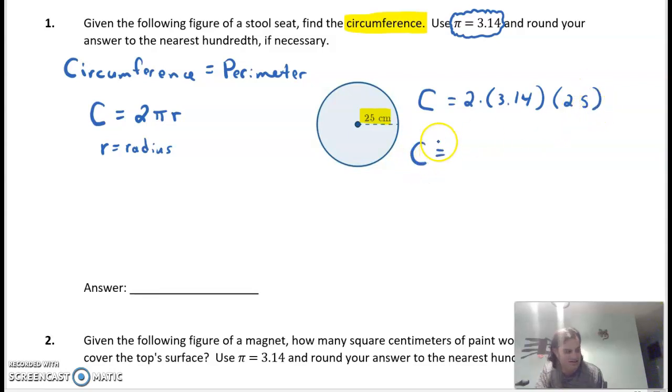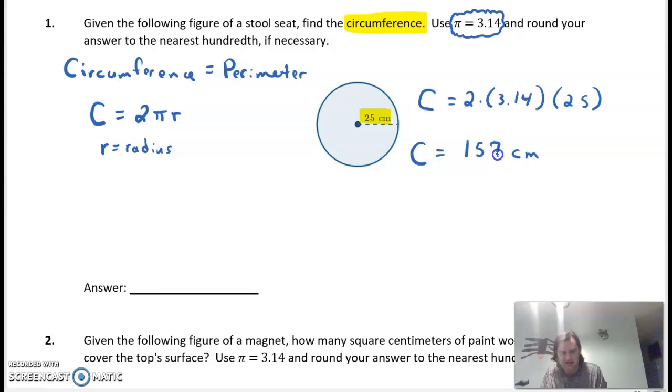So I'm going to pick up a calculator and type all this in. 2 times 3.14 times 25. It says round to the nearest hundredth if necessary. My calculator gave me an exact number, 157, and that would be in centimeters.